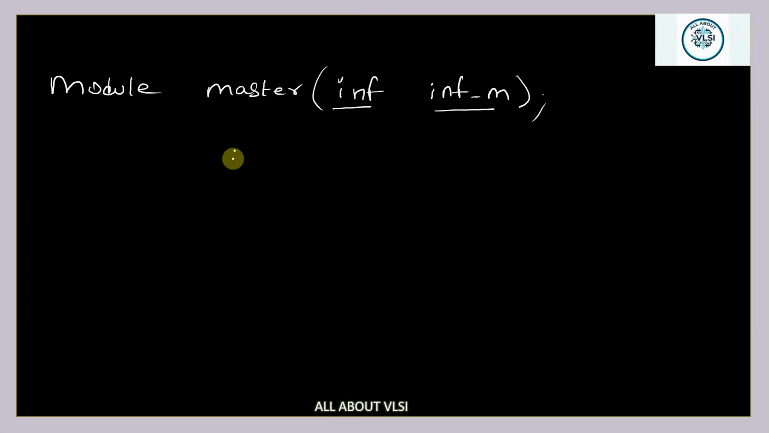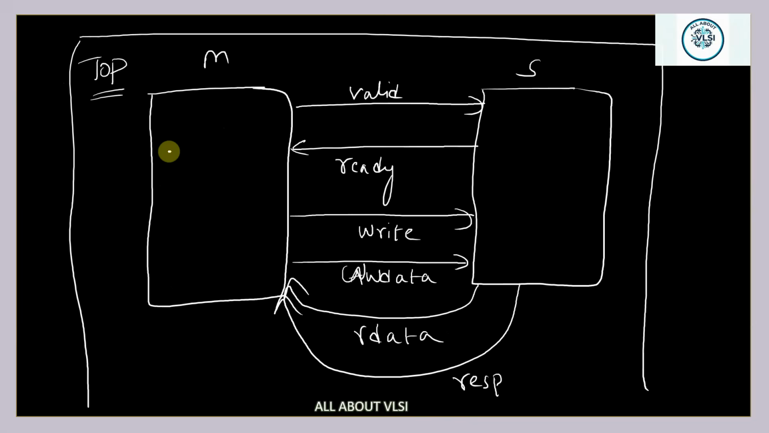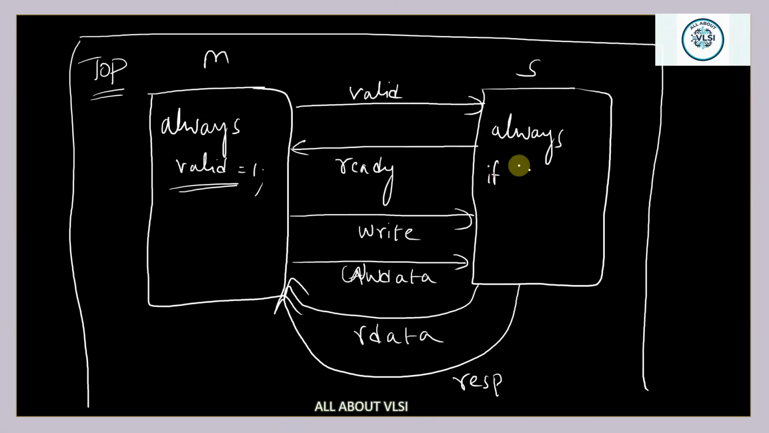Okay. Now inside your code, let's say previously, inside your master, when you are writing within an always block, valid is equal to 1. This is what you would have been writing. And in your slave, within an always block, let's say you are going to write if valid is equal to 1, ready is equal to 1. This is the logic you would be writing.